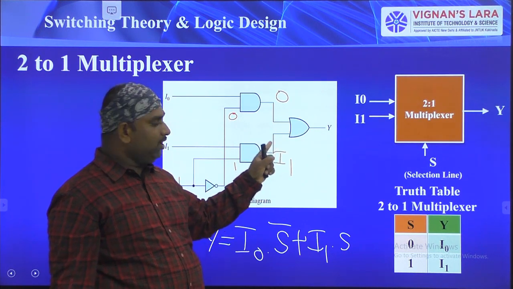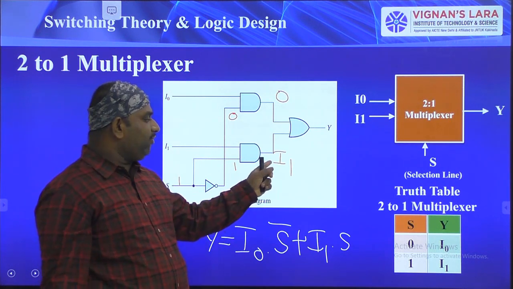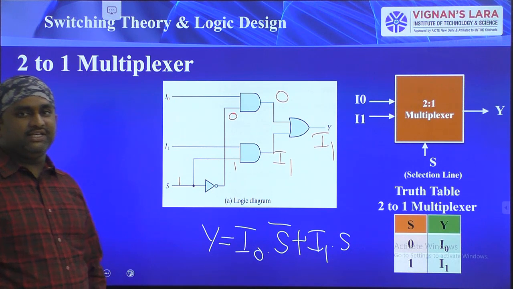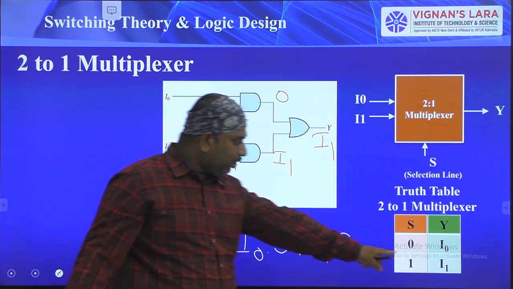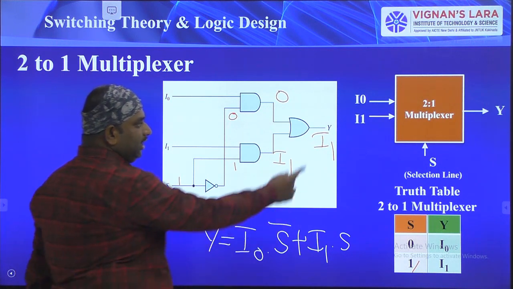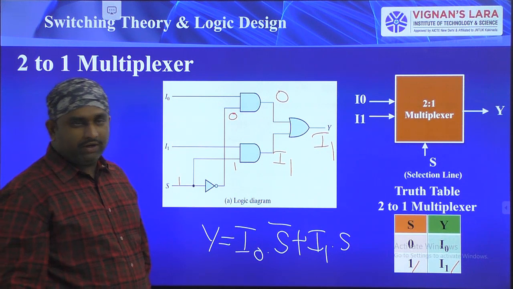So see here, at the OR gate, if 1 is there, automatically you will get 1 as the output. That is, I1 will be displayed at the output. Y is equal to I1 when S is equal to 1. So see here, S is equal to 1, here Y is equal to I1. Okay, right.